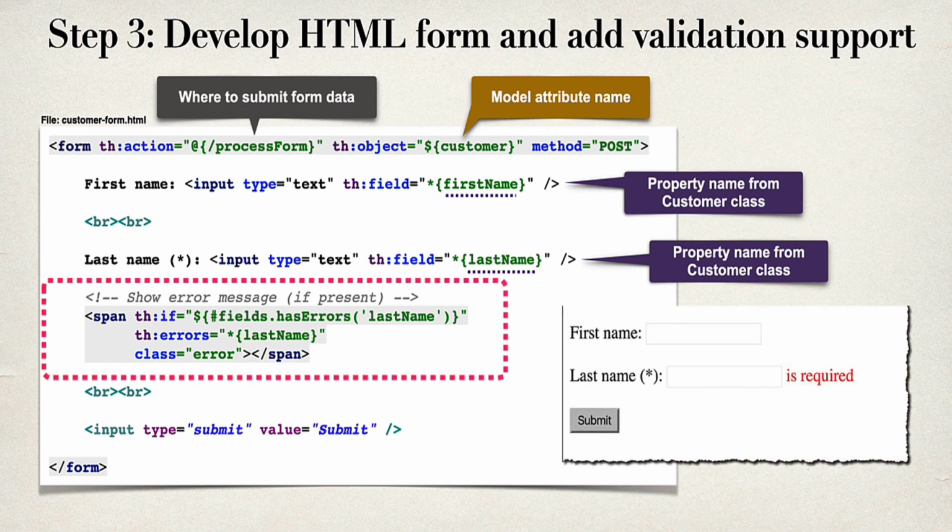And now we need to add this new entry here to show the error message if present. Based on our previous code for customer class, we know we added a validation rule to the last name field, so there may be a validation error on that field. So we give this reference here to actually show that given item.